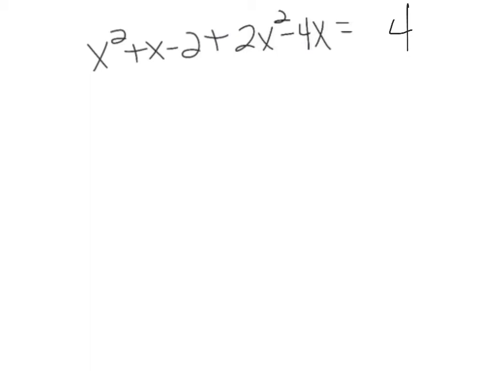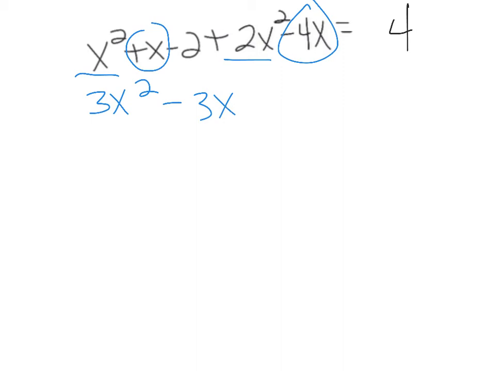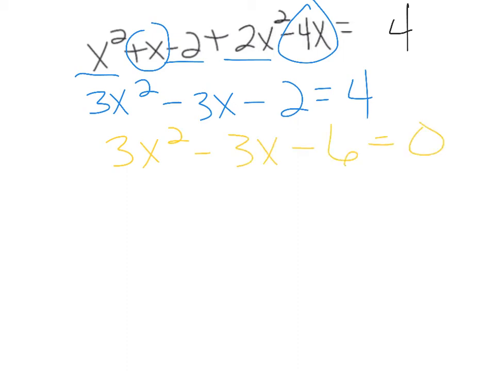Now that I've eliminated my denominators, I can simplify my equation and solve it. I'm going to start off simplifying by combining my like terms. x squared and 2x squared combine to become 3x squared. x and negative 4x become negative 3x. Negative 2 equals 4. Now that I've combined like terms, I'm going to set my equation equal to 0 by subtracting 4. So I get 3x squared minus 3x minus 6 equals 0.